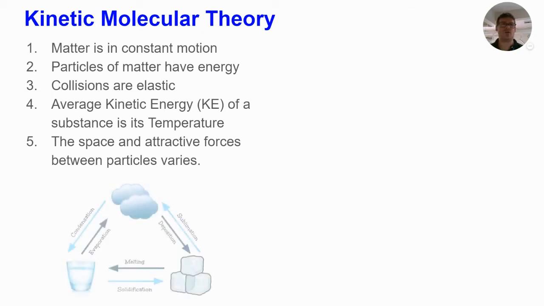Considering the kinetic molecular theory, we can do things like explain why certain types of matter are in a particular state. For example, why are solids solid, liquids, gases? Why are they all in that state of matter? And what happens when they change states of matter? We can use the kinetic molecular theory to explain all of that.